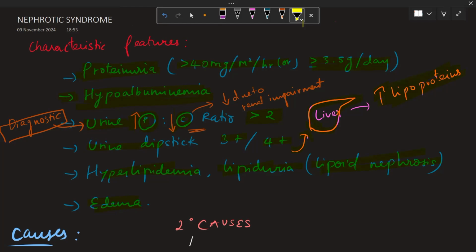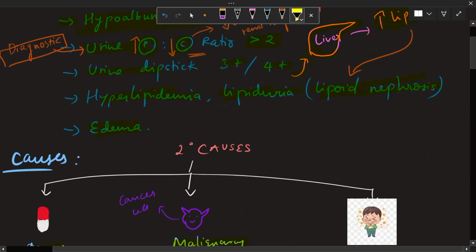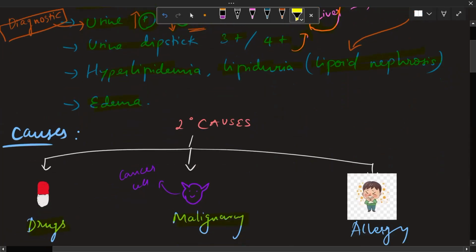And there will be edema. It's obvious that when there is hypoalbuminemia, there will be edema. And the mechanism behind that we'll see in a short while. So, causes of nephrotic syndrome in children. There are primary and secondary causes. First we will see about secondary causes.